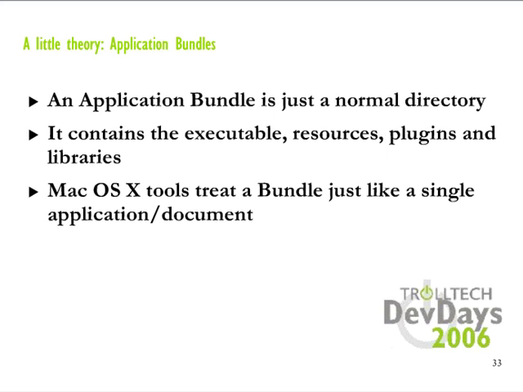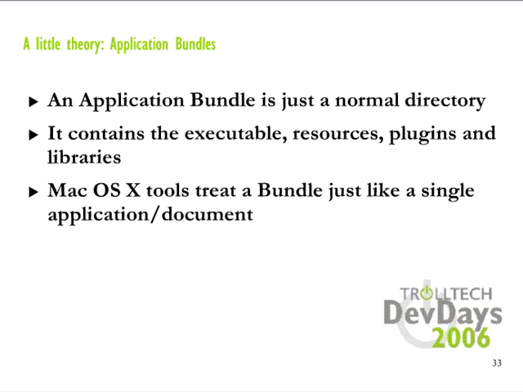So what is an application bundle? An application bundle is just a normal directory. Usually it's called directory name .app, so it has the .app suffix, but that's not strictly required. It's just a convention. That directory contains all the executables, all the resources, all the plugins, and all the dependent libraries. So if you read the Mac OS X documentation, they show you where to copy that stuff in, and they basically do it by convention.